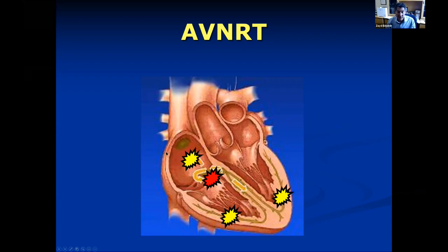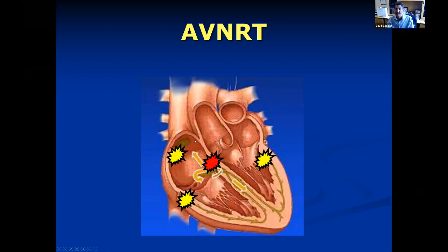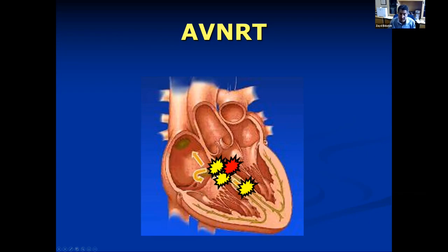Normally, electrical conduction starts up here in New York City at the top of 95 and travels down toward DC, then down toward Miami. New York, DC, Miami. That's the metaphor for Route 95. In AVNRT, it's as if you have a short circuit going on right in Washington, D.C., sending a backward signal northward toward New York and a southerly directed signal down toward Miami. Think about what this does to the heart.